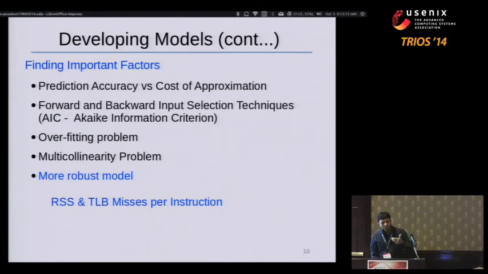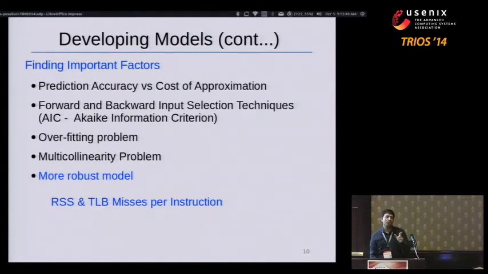Basically, it offers a relative estimate of the information lost when you use a model to represent the process that generates the data. And it also discourages the overfitting problem. Overfitting means that if you add more parameters to the model, it always gives you a better fit of the model. It also avoids the multicollinearity problem.